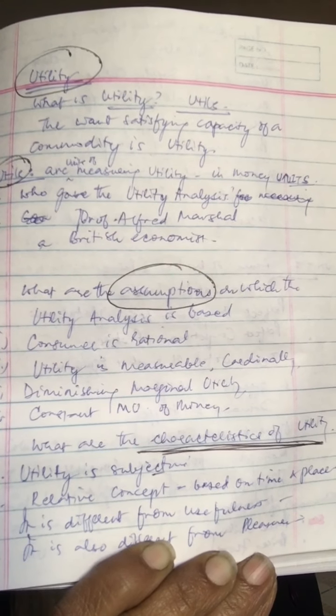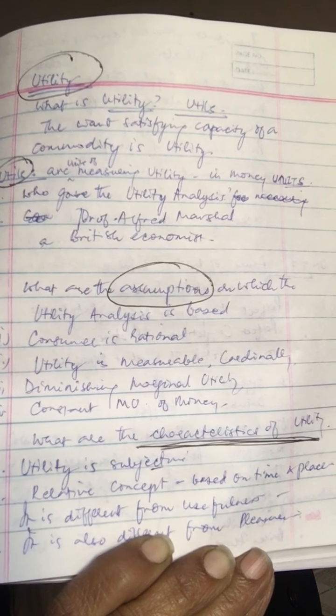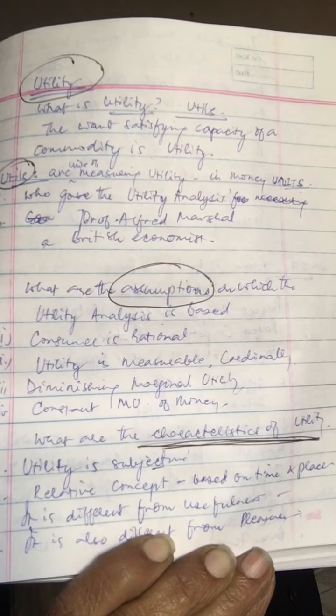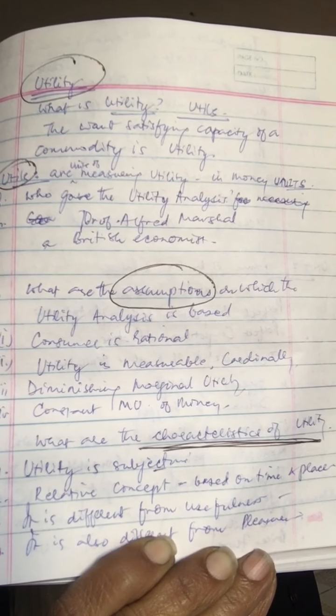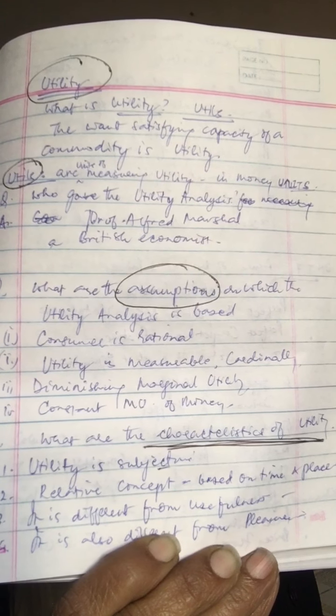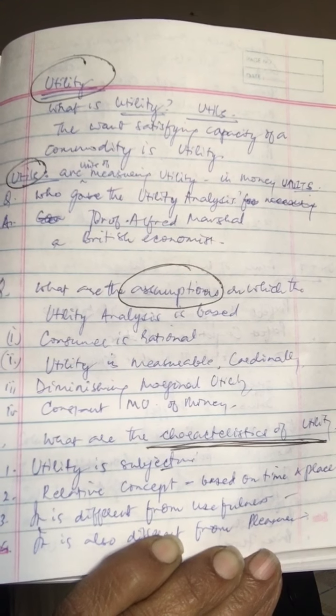Then another characteristic of utility is that it is different from usefulness. A commodity may not necessarily be useful, although it may have utility. For example, alcohol may possess high utility for a drunkard, but surely it is harmful to his health.